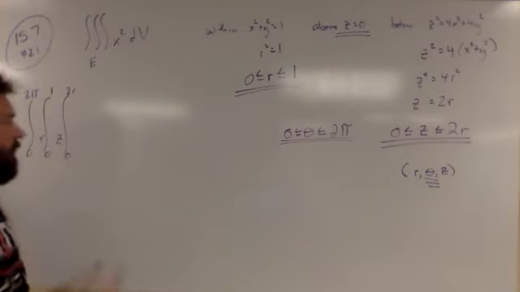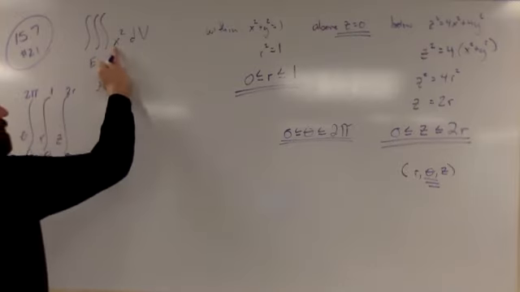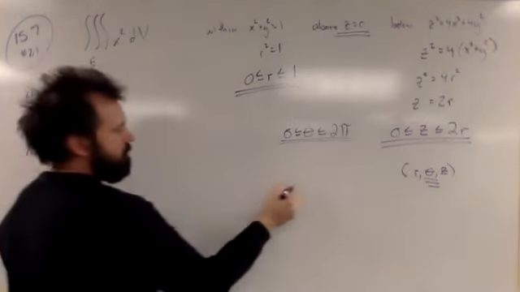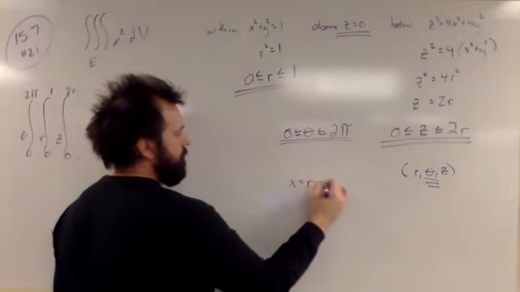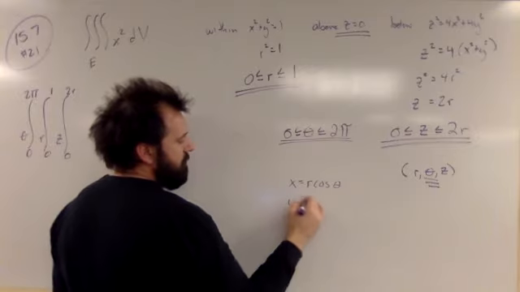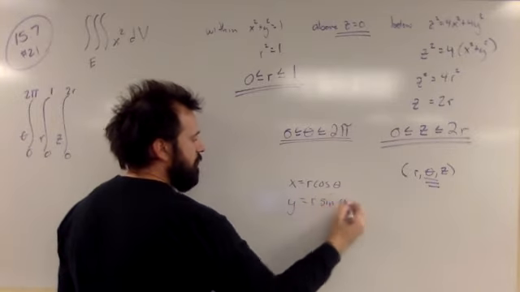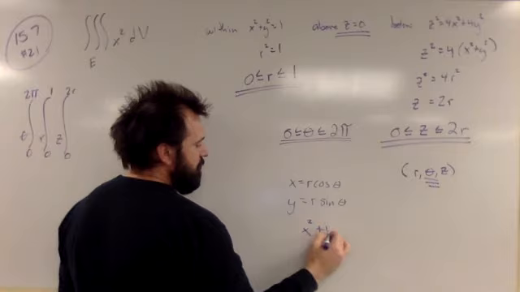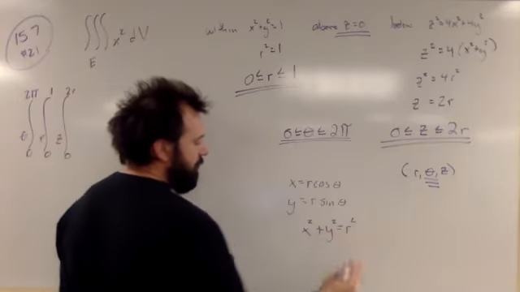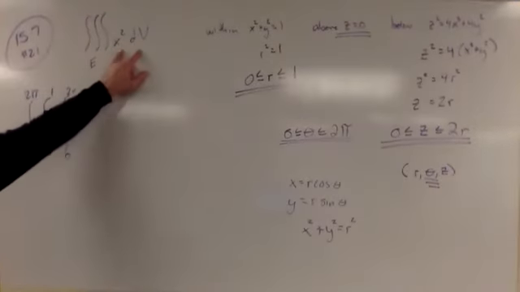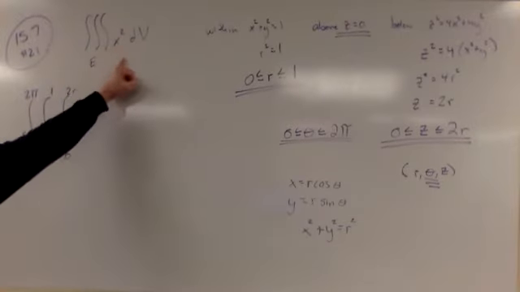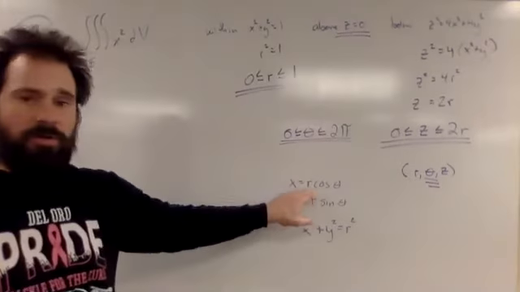Now when I write out my integrand, I need to remember that in cylindrical, I still have the relationship x equals r cosine theta, and y equals r sine of theta, and, as we used earlier, x squared plus y squared equals r squared. So when I write this, I can't leave x squared. I need to rewrite that. So that's going to become r squared cosine squared theta.